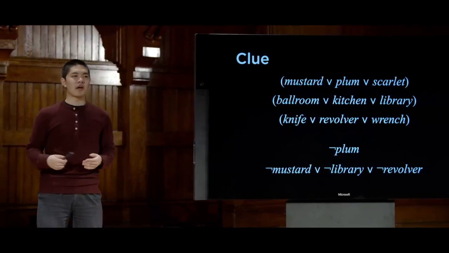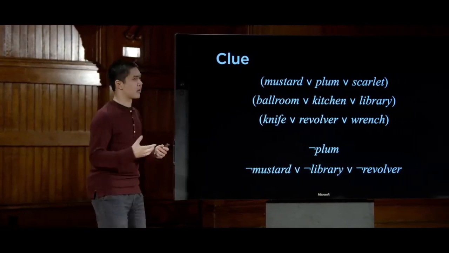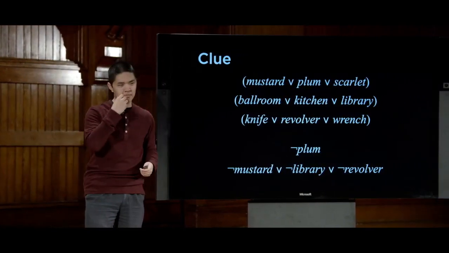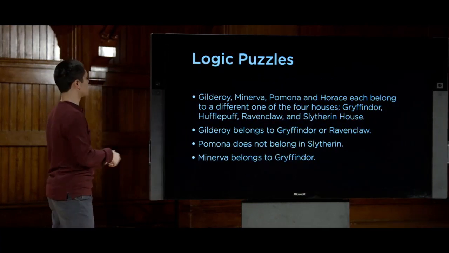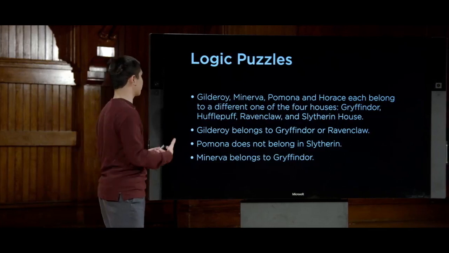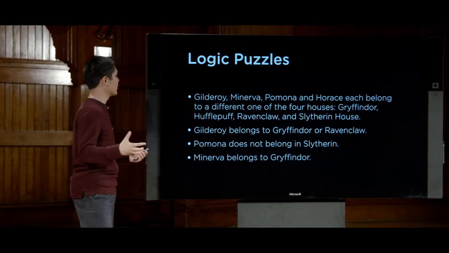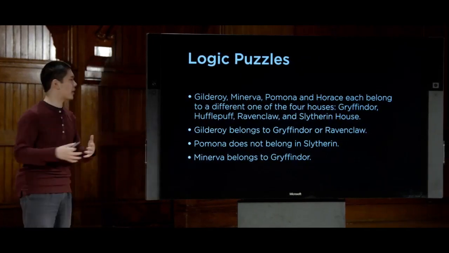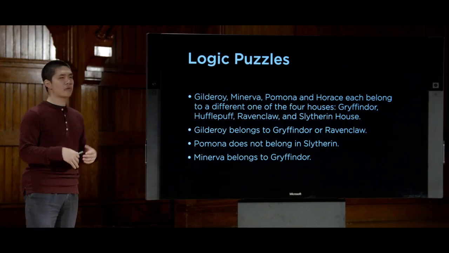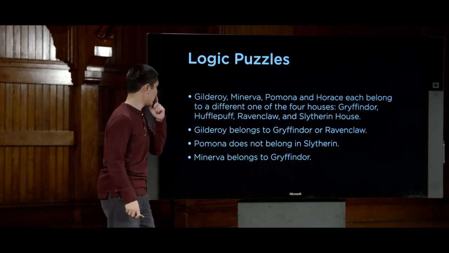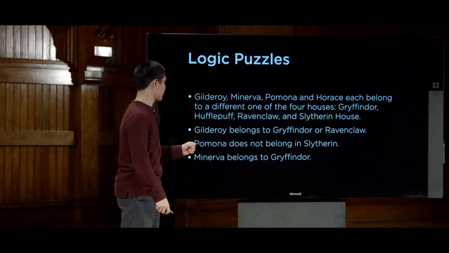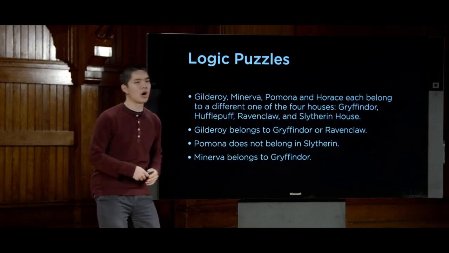And any time we can translate something into propositional logic symbols like this, this type of approach can be useful. So you might be familiar with logic puzzles, where you have to puzzle your way through trying to figure something out. This is what a classic logic puzzle might look like, something like, Gilderoy, Minerva, Pomona, and Horace each belong to a different one of the four houses, Gryffindor, Hufflepuff, Ravenclaw, and Slytherin. And then we have some information that Gilderoy belongs to Gryffindor or Ravenclaw, Pomona does not belong in Slytherin, and Minerva does belong to Gryffindor.